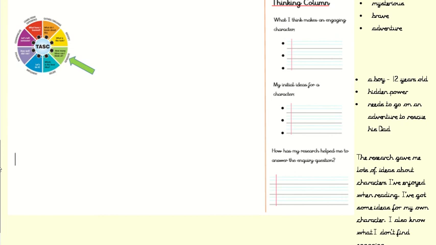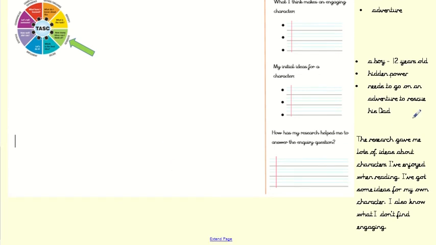And then lastly, how has my research helped me to answer the inquiry question? You might like to say something like this. The research gave me lots of ideas about characters I've enjoyed when reading. I've got some ideas for my own character. I also know what I don't find engaging.